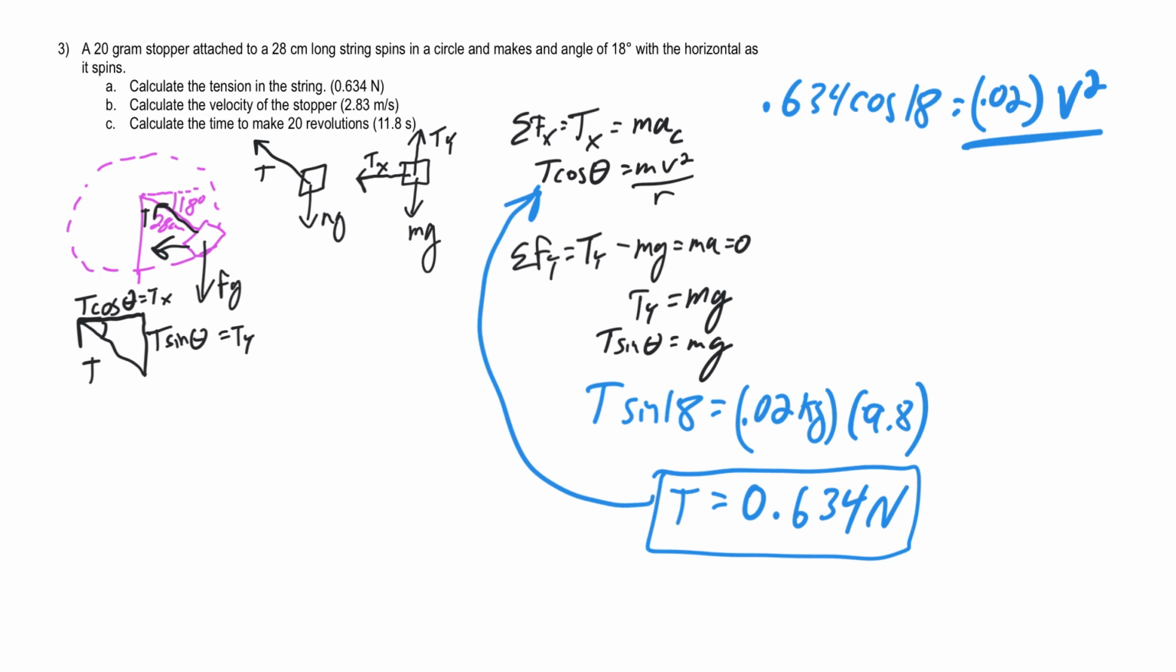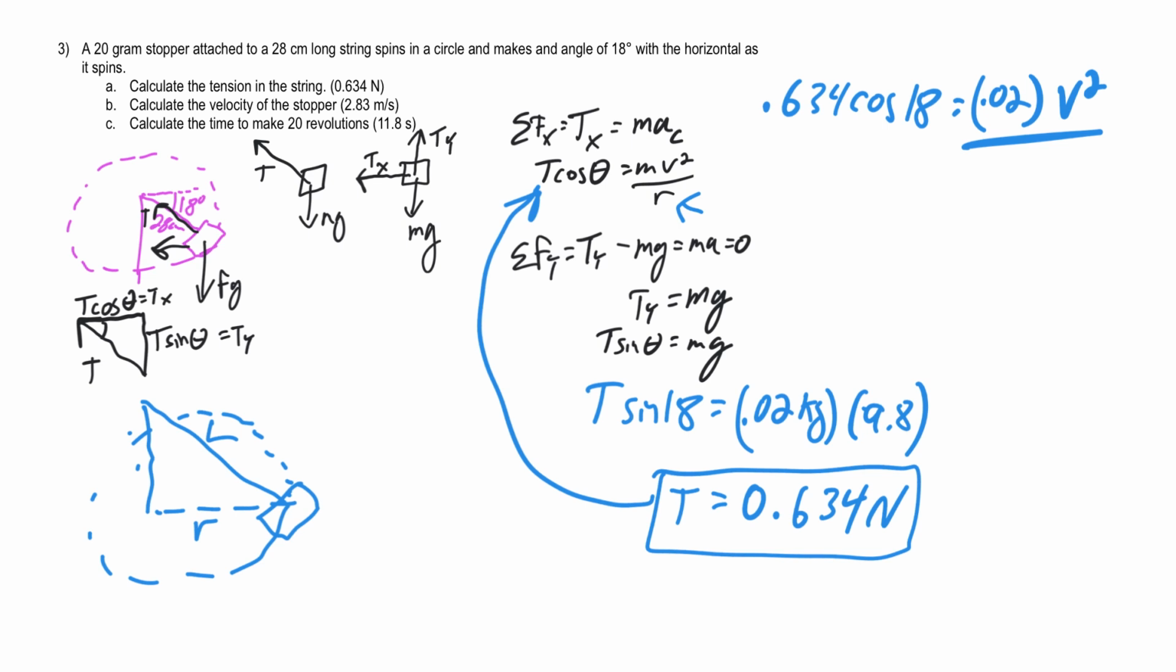So this part's a little bit tricky. I just want you to notice the radius is not the length of the string. So let me draw this again for you. This is the length of the string, but the actual circle that this is going in is going to be smaller than the length of the string. This would be the actual radius of our circle.